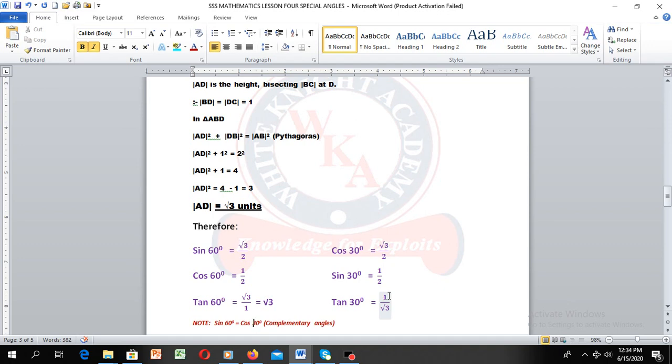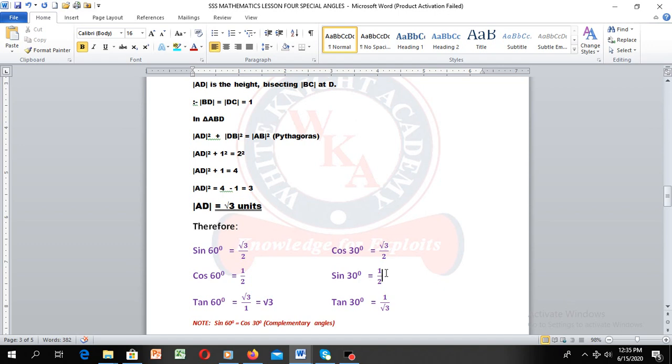Now I would like to call your attention to something based on what we learned in the last class, complementary angles. You can see that the value of sin 60 degrees is root 3 over 2, and the value of cos 30 degrees is also equal to root 3 over 2. That means that sin 60 degrees is equal to cos 30 degrees. Then cos 60 degrees is equal to half, and the value of sin 30 degrees is equal to half. If you press your calculator, you get 0.5.